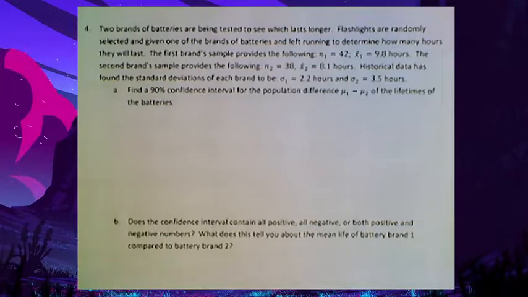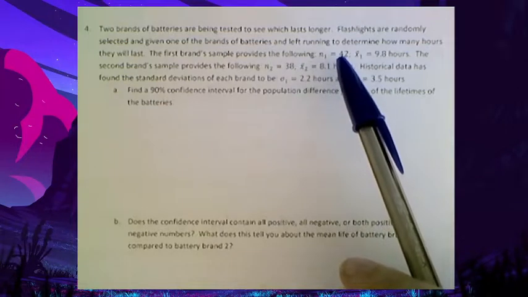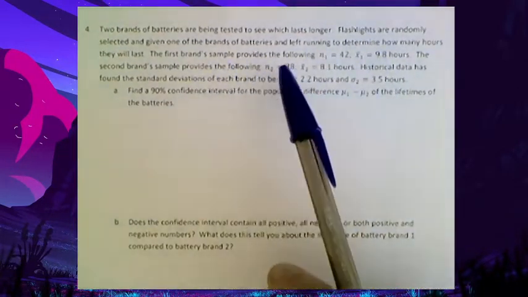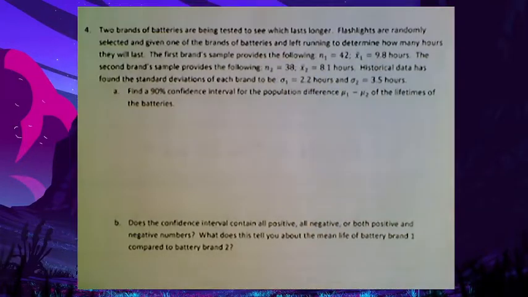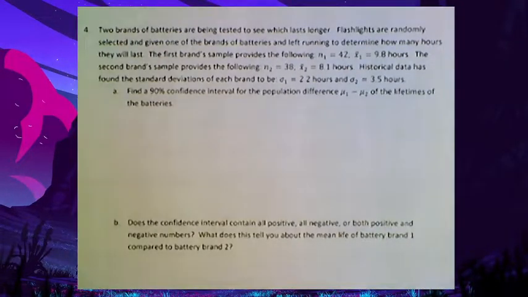Okay, that being said, here to part number 4. So I'm trying to test which batteries last longer. So we have one brand. We have a sample size and an X bar for that brand, and then our other one we have a sample size and an X bar for that one there. Historically, we have found that the standard deviations are 2.2 and 3.5 respectively.